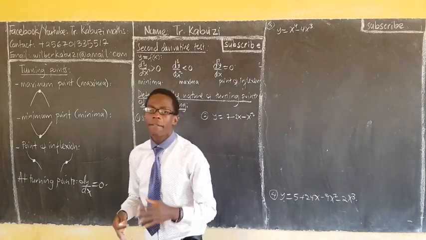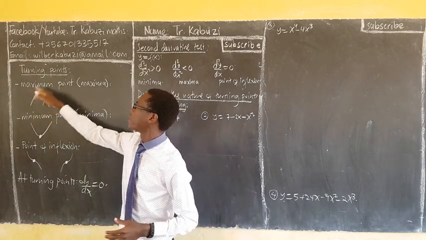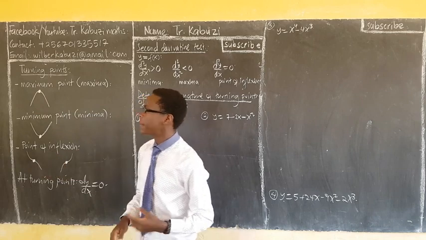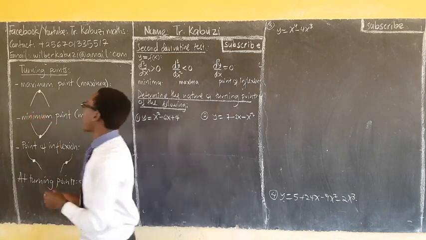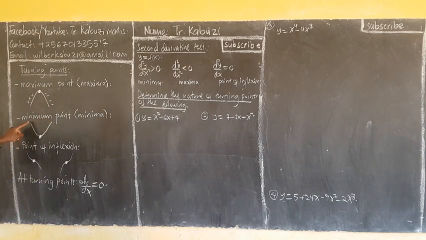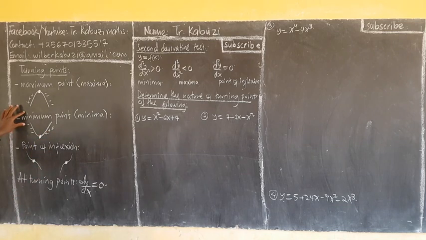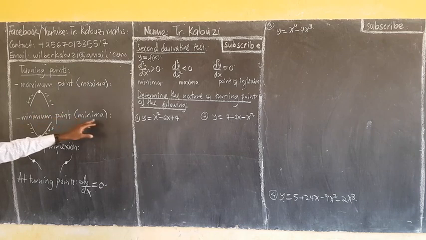Now, we have three turning points. We have the maximum point, which is a maximum because the gradient is positive, positive, positive, then it becomes negative, downwards. Still, this one is a minimum because when you decrease, it first decreases, so the gradient is negative, then it increases to get positive, positive, positive. This will always give us a minimum point.